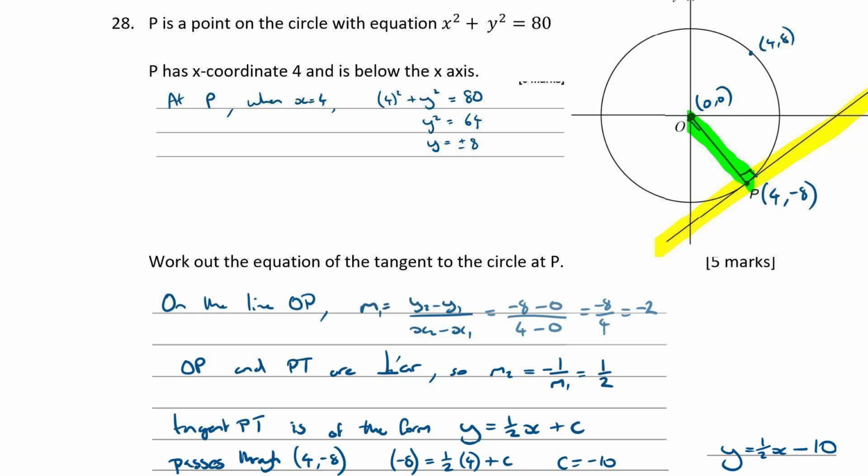And that's it. So it's quite a long question, but the skills you should all know fully well: how to sub into an equation, finding the gradient of a line, knowing that two lines are perpendicular to each other, how to find the gradient, and then finding the equation of a line given a gradient and a point on the line. Okay, all done.